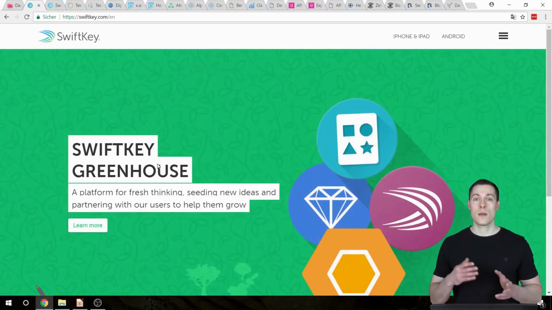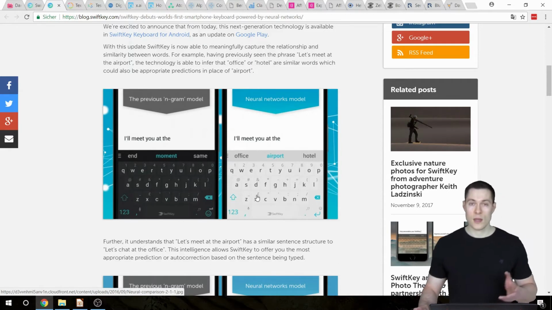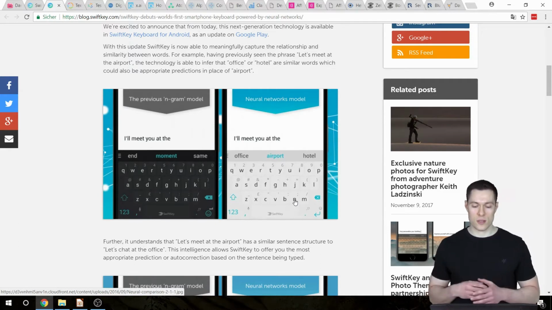So that's Dango. The next example, Swiftkey, does something similar, but instead of predicting emojis, it predicts the next word you're going to write based on what you've written so far. So for example, if you write, I will meet you at the, it will predict that the next word is going to be airport, hotel, or office. And then you can simply tap on those words instead of typing them. So the app should help you to write your messages faster.